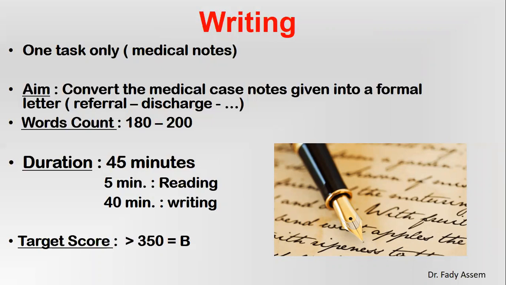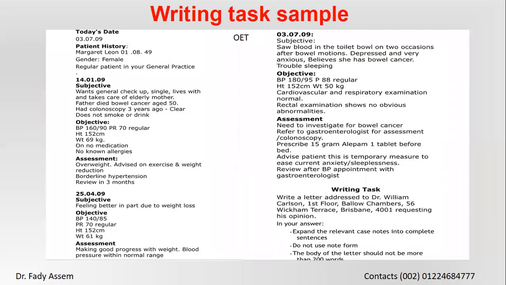The duration of the writing subtest is 45 minutes. So you are given the case notes for 5 minutes to read it, and then you are allowed to write your letter in 40 minutes. Throughout the writing subtest, you will have the case notes with you. The desired score to pass the writing subtest is 350 or more. This is a sample from the medical case notes that you are given in the writing subtest to convert to a formal English letter.